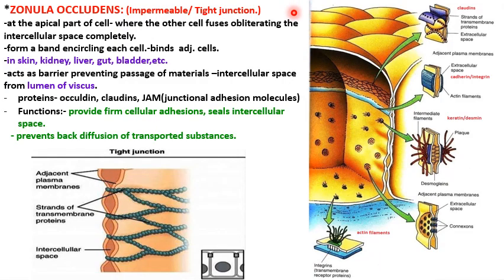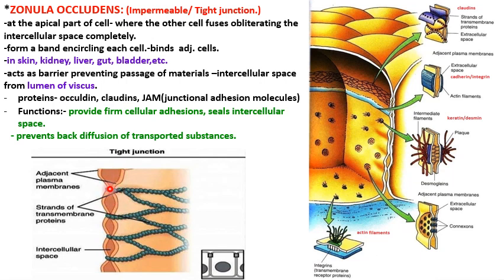The zonula occludens, which is an impermeable junctional complex, is also called tight junction. This is the cell. This is the basement membrane, below which is the connective tissue. So this zonula occludens is present at the apical part of the cell. This network you are able to see is the zonula occludens, where the cell fuses with the other cell, obliterating the intercellular space completely. This is the enlarged view you can see. So this is the zonula occludens.